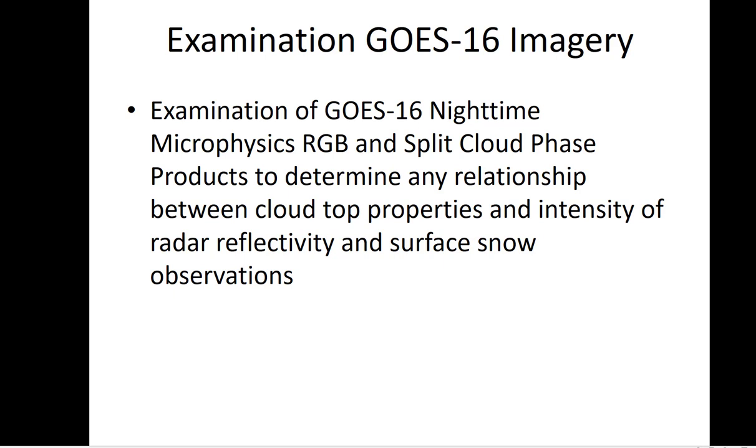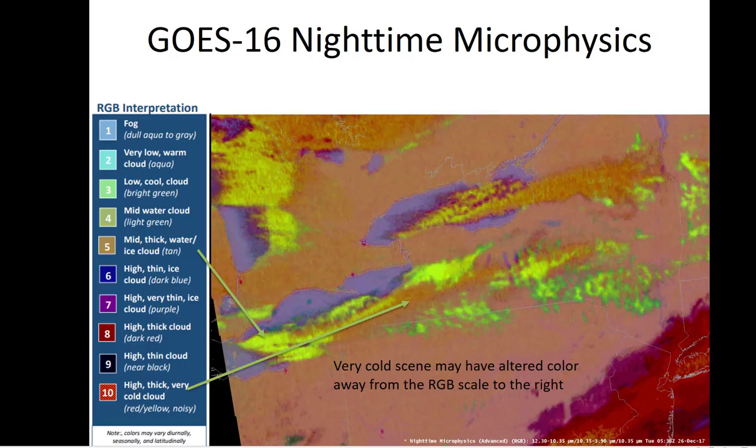We want to at this point look at some of the other imagery, the RGBs, the split cloud phase products, to determine any relationship between the cloud top properties and the intensity of the radar reflectivity and surface snow observations. So if we go on.